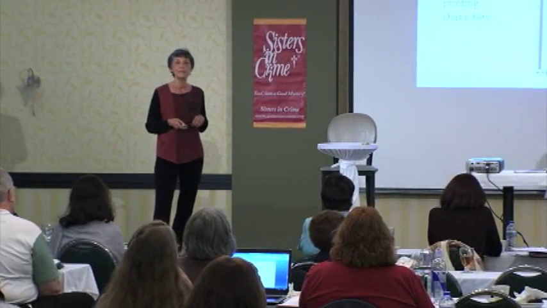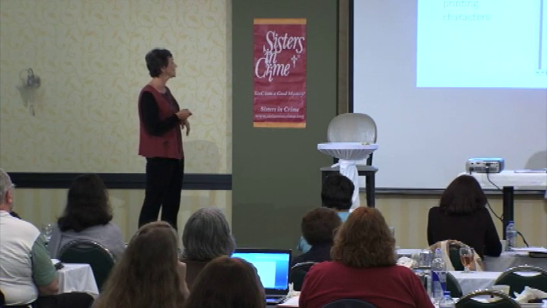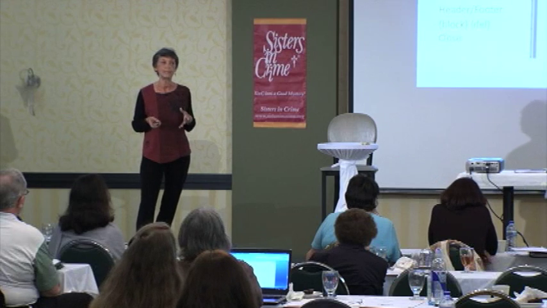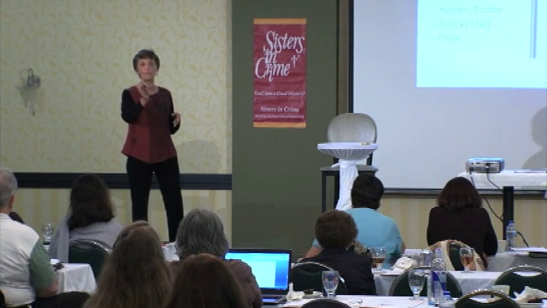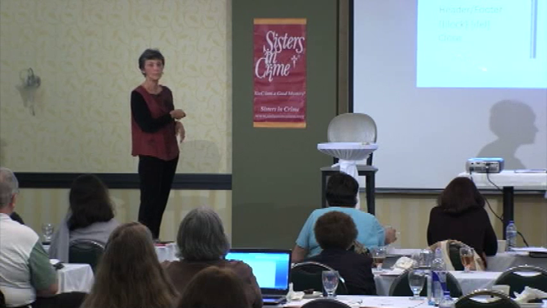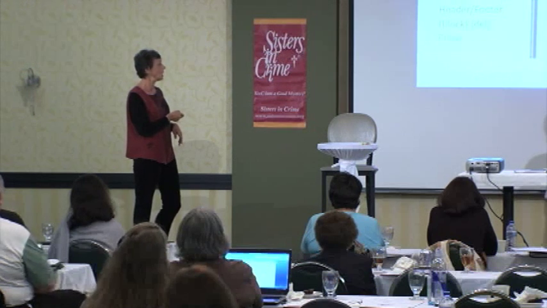Anyway, this is a really easy way to do this. You bring the manuscript up, and then up on the top of the Word screen, depending on what version you have, there'll be a little icon that looks like a paragraph mark. It's a show icon. You click that on, and that reveals all the printing characteristics. Now you need to clean up this document, because it needs to flow very smoothly. So the first thing to do is remove all headers, footers, and page numbers. And you can do that using View, Header, Footer, and then just block, delete, and then close it. And you would repeat that with footers. So there's nothing up here anymore.